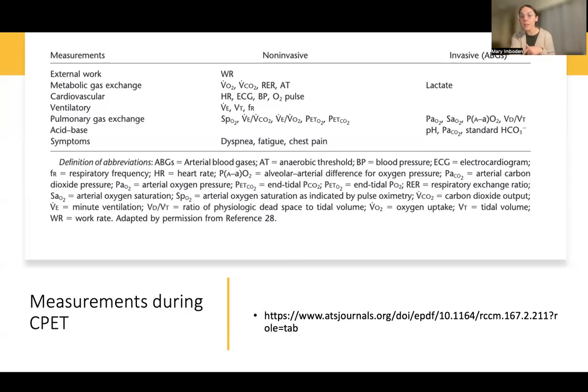And in the next screencast, I'm going to start to talk through these measures and their clinical role, as well as what things we should be looking for to advance our knowledge of this individual's response to exercise. So talk soon.